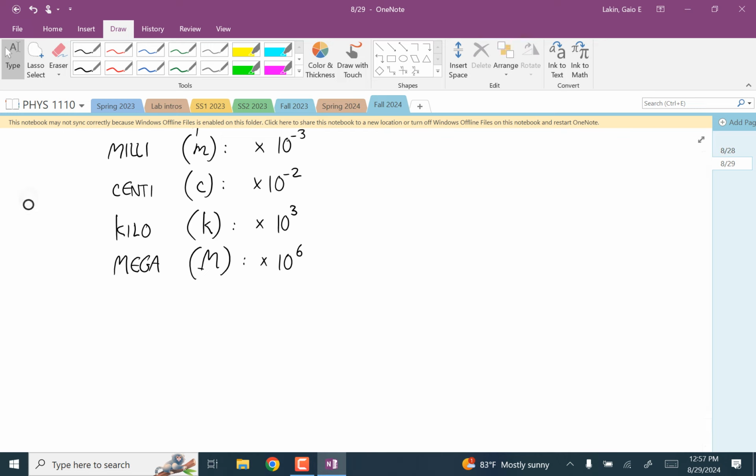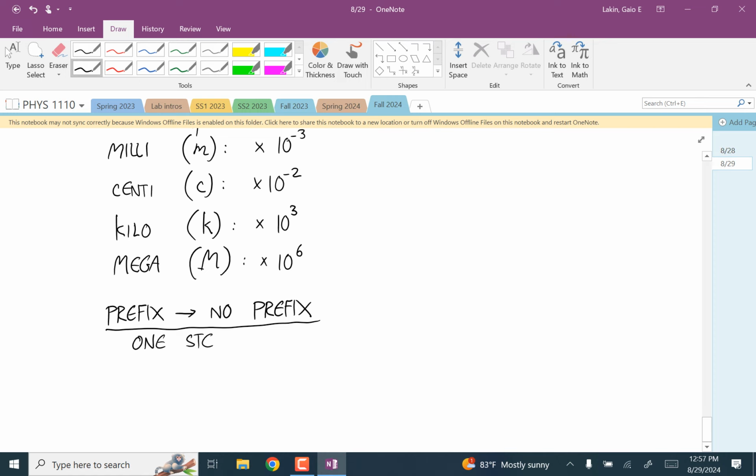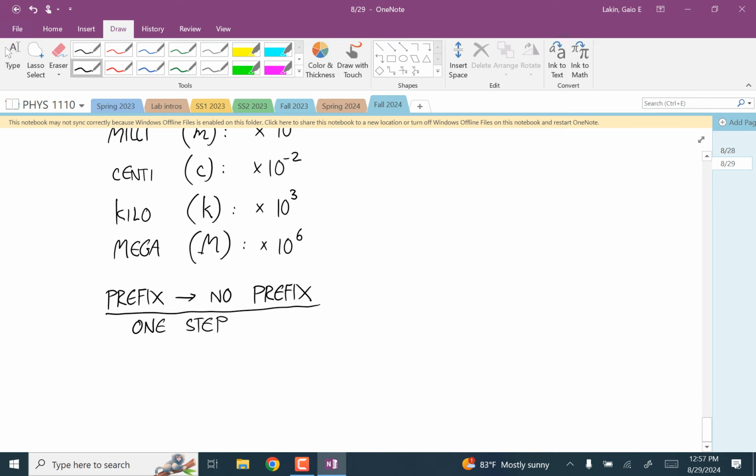Okay, so first, if you're going from something with a prefix to something without a prefix, like you're trying to go from millimeters to meters, say, this is the easiest way to do it. It's just one single step. And all you do is replace the prefix with its mathematical meaning.